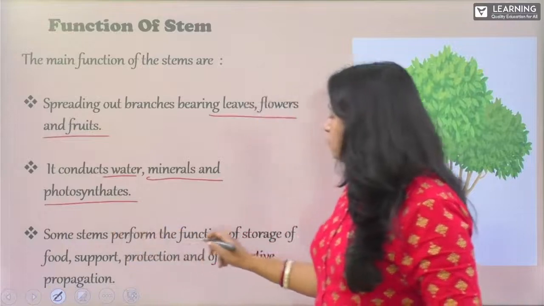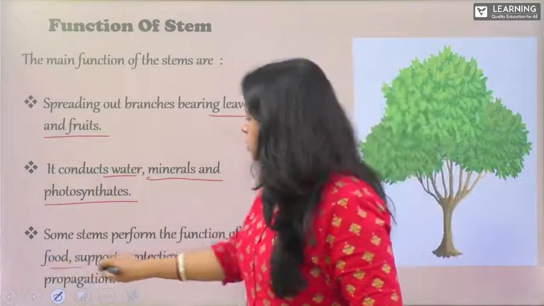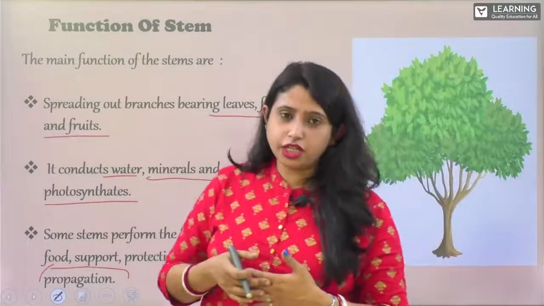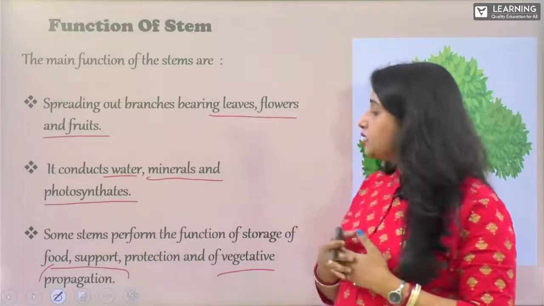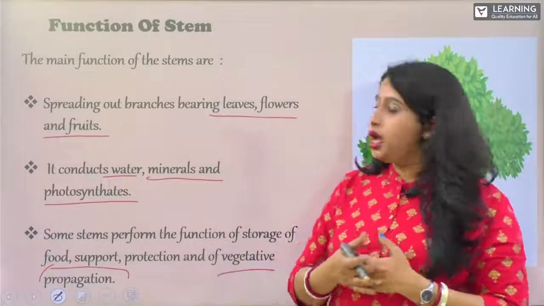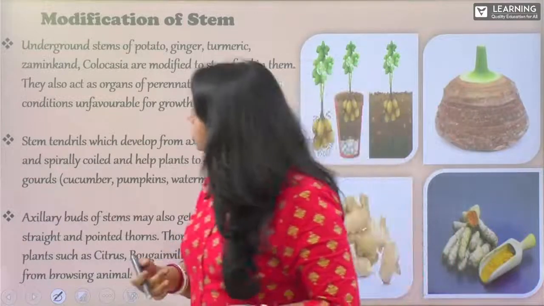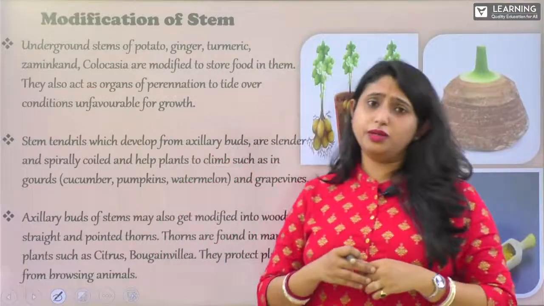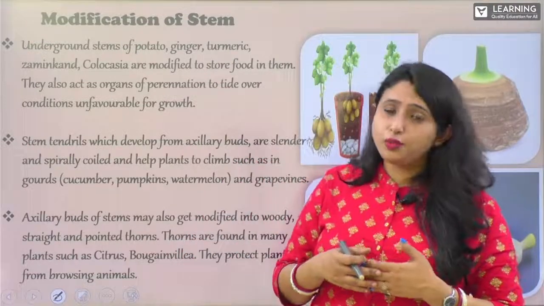So some of the stems perform the function of storage of food, support, protection and vegetative propagation. So in the case of this potato, they perform vegetative propagation, right? That is, from the tubers, the new plant is coming out, right? So some of the stems modify themselves and store food, provide support, and are also responsible for vegetative propagation. Now, why do the stems modify themselves? Is it necessary for the stem to modify itself? Yes, the stems in plants modify themselves in order to provide support.